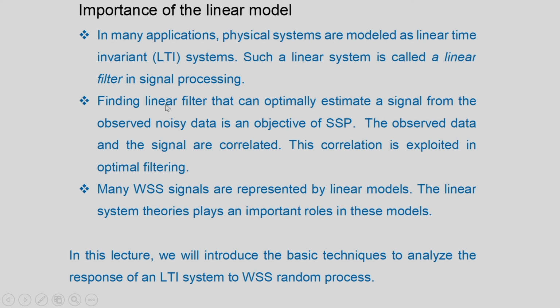Finding a linear filter that can optimally estimate a signal from the observed noisy data is an objective of SSP. The observed data and the signal are correlated. That is one important observation. This correlation is exploited in optimal filtering. So, one application of linear filter is optimal filtering, which exploits the correlation between observed data and the unknown signal.